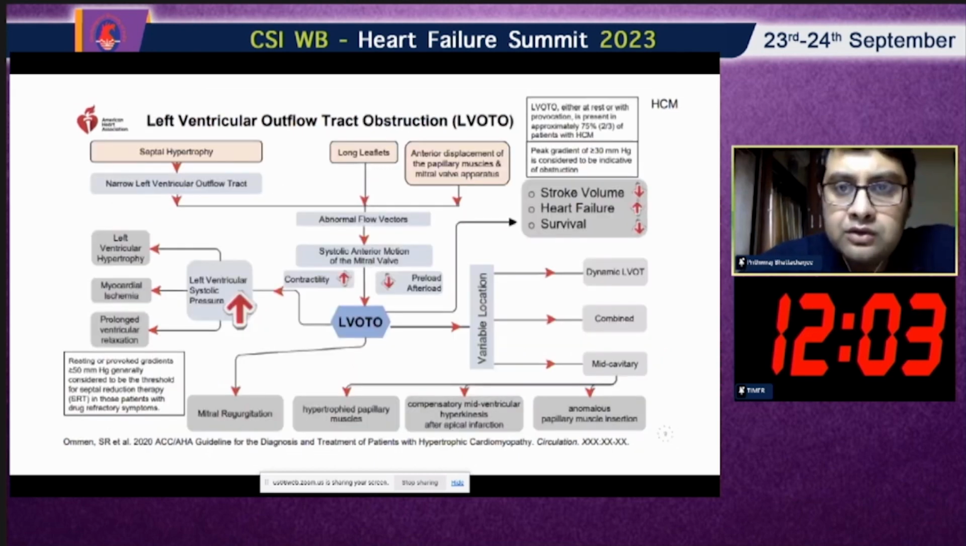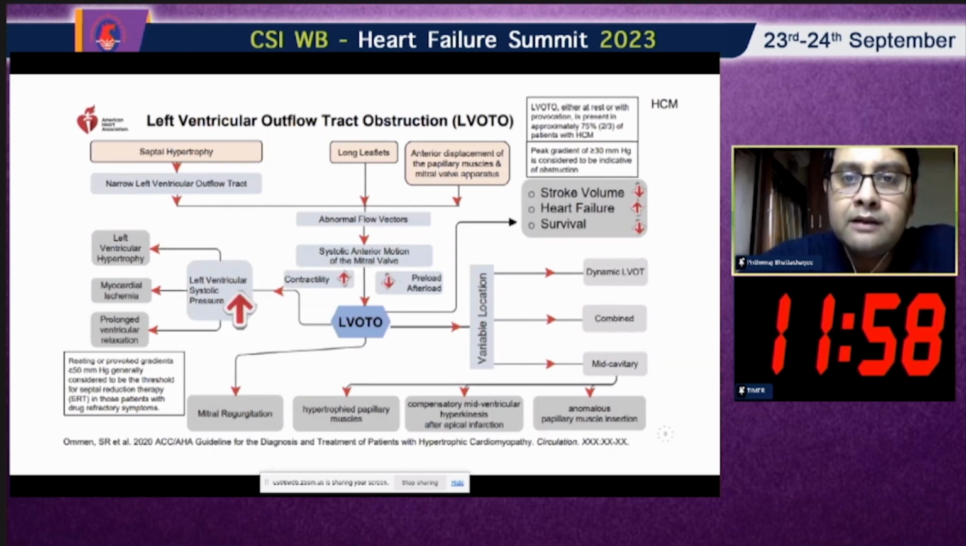If we look at this chart, the main culprit for symptoms of heart failure in HCM patients is LV outflow tract obstruction. Either at rest or with provocation, it is present in approximately 2/3 of patients, that is 75% of patients, and a peak LVOT gradient of more than 30 millimeter of mercury is considered indicative of obstruction. Because of septal hypertrophy, long mitral leaflets, and anterior displacement of the papillary muscle, there are abnormal flow vectors around the LV outflow tract. Along with systolic anterior motion of the mitral valve, this gives rise to LV outflow tract obstruction.